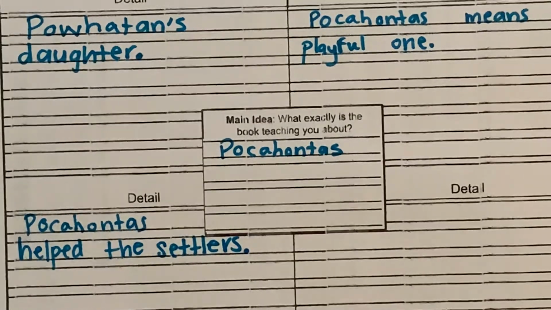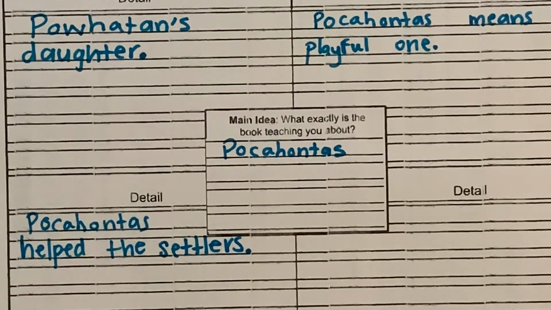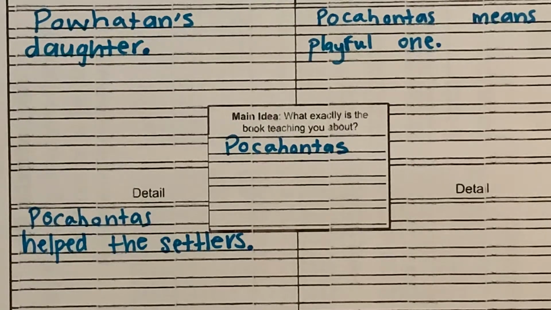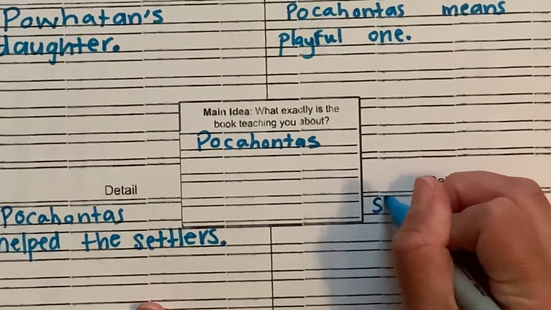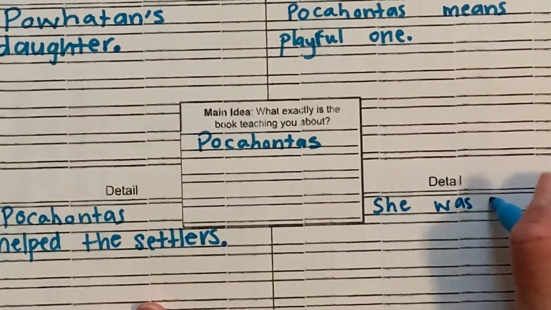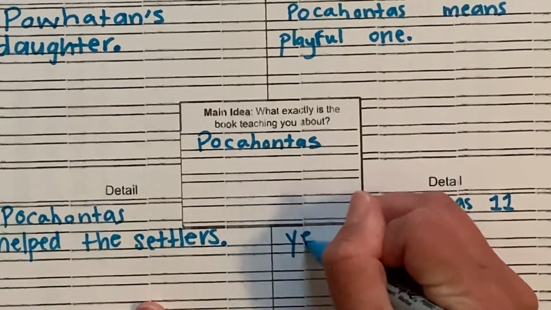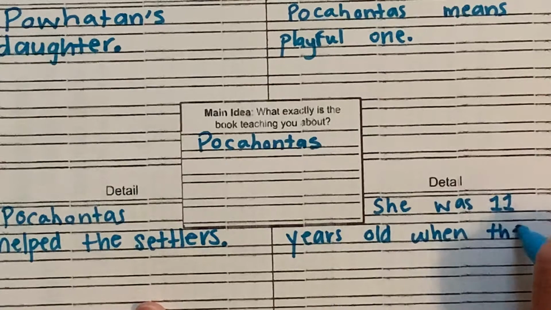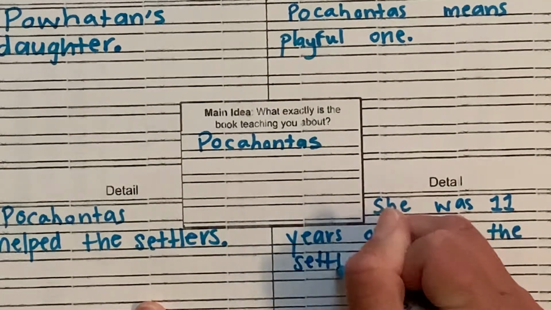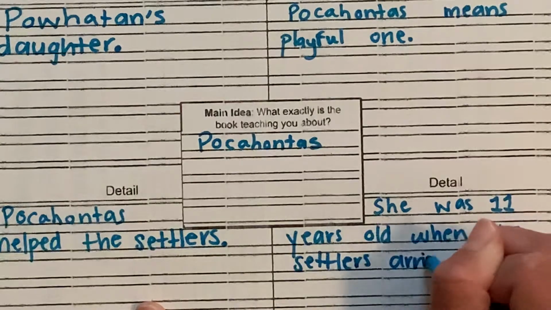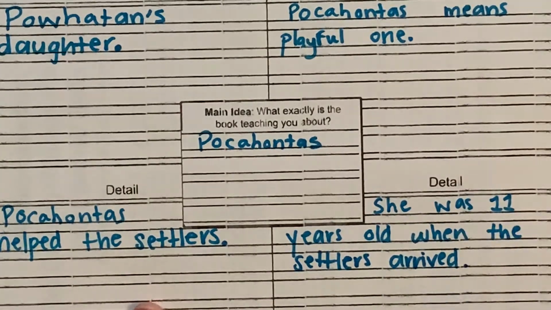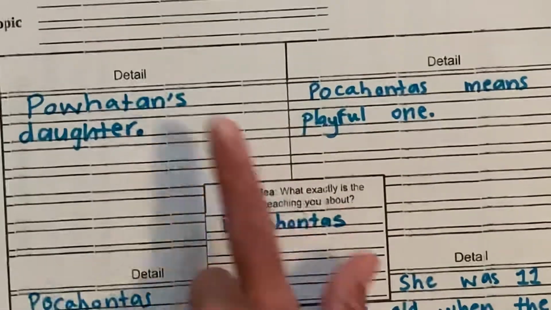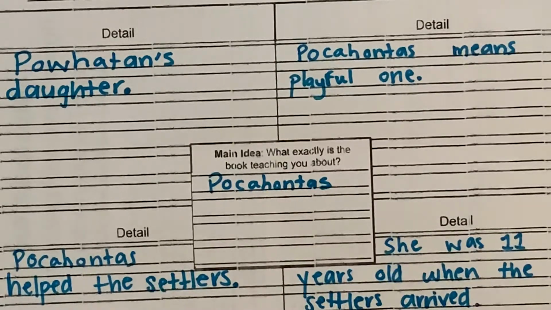Our last detail that I remember from the story was that, remember, Pocahontas was only 11 years old when the settlers arrived. So that's what I'm going to share. She was 11 years old when the settlers arrived. Arrived where? Arrived in Jamestown. So now we know the main idea is Pocahontas. We have many different details all about Pocahontas.